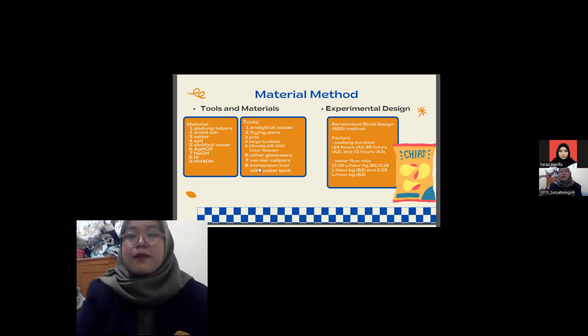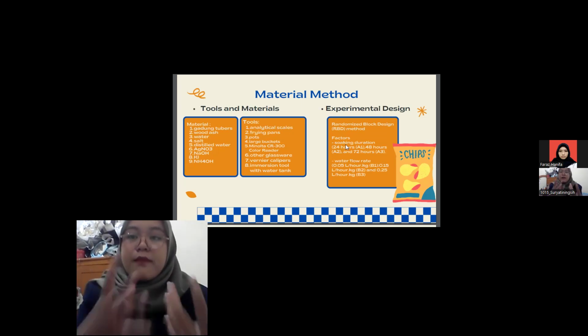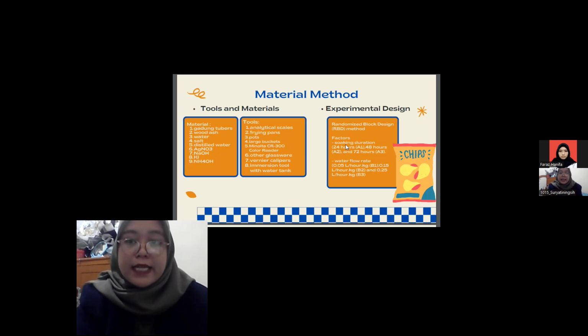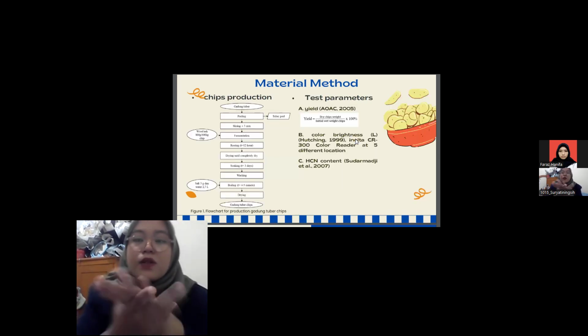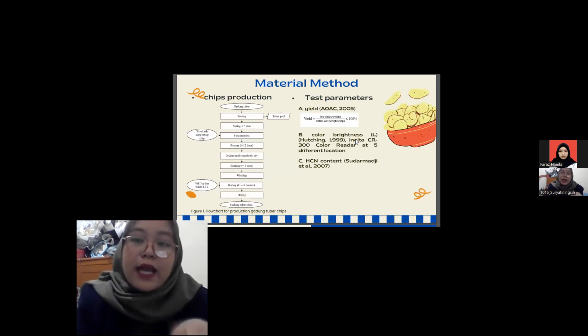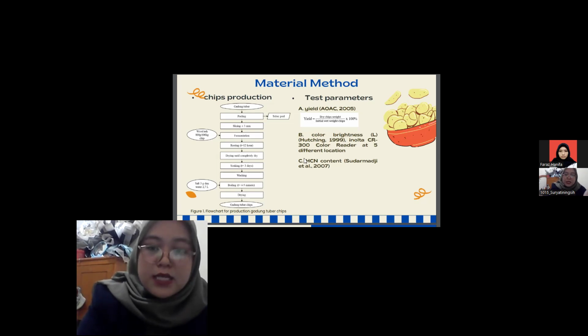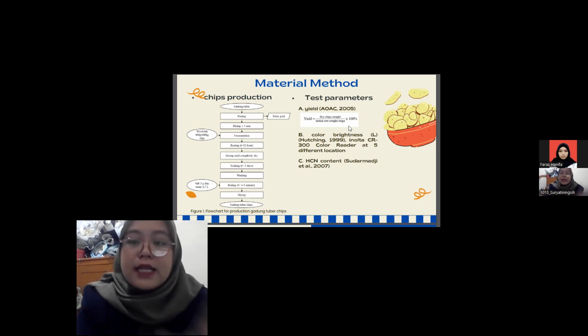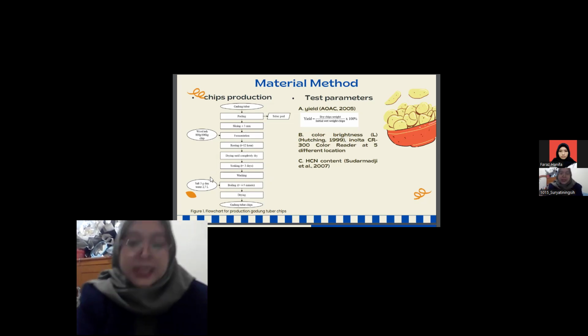Then, in the experimental design method, this journal used a randomized block design or RBD. The treatments used in this experiment can be seen on this slide. Moving on, let's take a look at the application of the research method, conducted with the production of gadung tuber chips and the testing of their physical and chemical characteristics. The flow chart for the gadung tuber chips production is shown in figure 1.